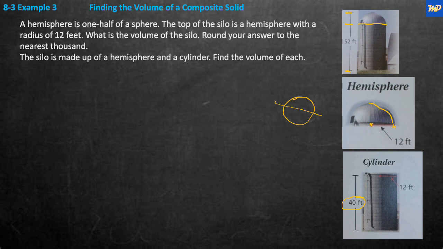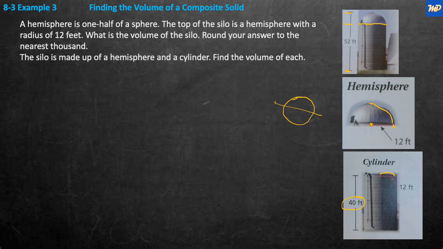So this is a two-piece item, right? A hemisphere and a cylinder. And the cylinder has a diameter of 12 feet. It's the same as the hemisphere. Now, I said diameter, excuse me. The radius is 12 feet and it's 40 feet high. So now that's the picture. And what they want you to do is, it says here that the silo is made up of a hemisphere and a cylinder. Find the volume of each, and we'll add it together too, okay? It says, what is the volume of the silo? And they want you to round your answer to the nearest thousandth. Well, we'll see how that turned out.